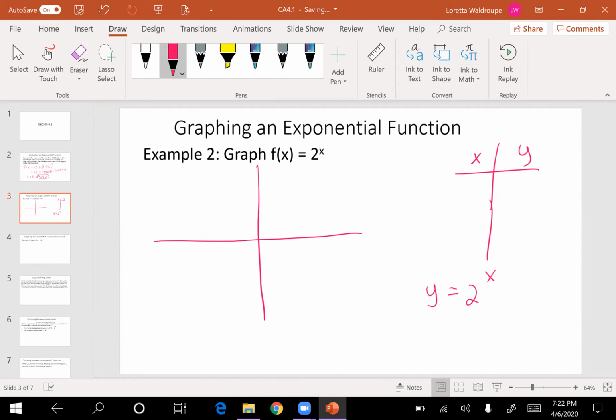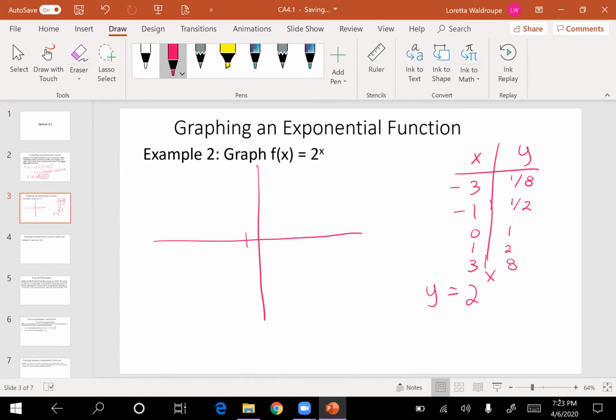So I'm going to do -3, -1, 0, 1, and 3. So 2 to the -3 power is 1/8. 2 to the -1 is 1/2. 2 to the 0 is 1. 2 to the first is 2. And 2 to the third is 8.